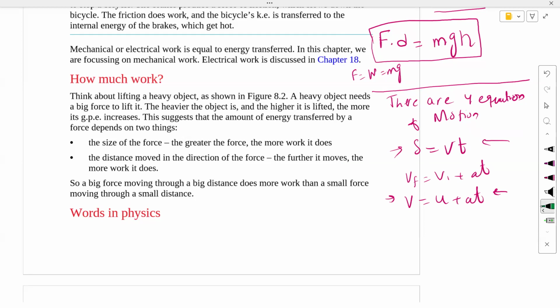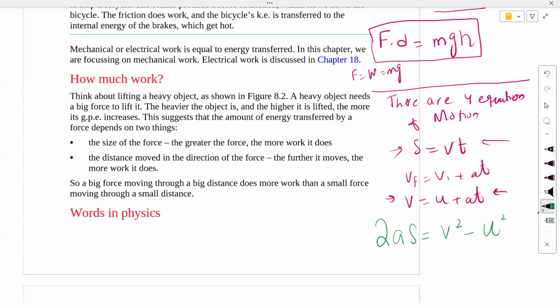It's not part of our course, but you will see these equations being used in the marking scheme. So we are allowed to use these equations. Then we have two other equations as well, and that is 2as = v² − u². So two times acceleration times distance.